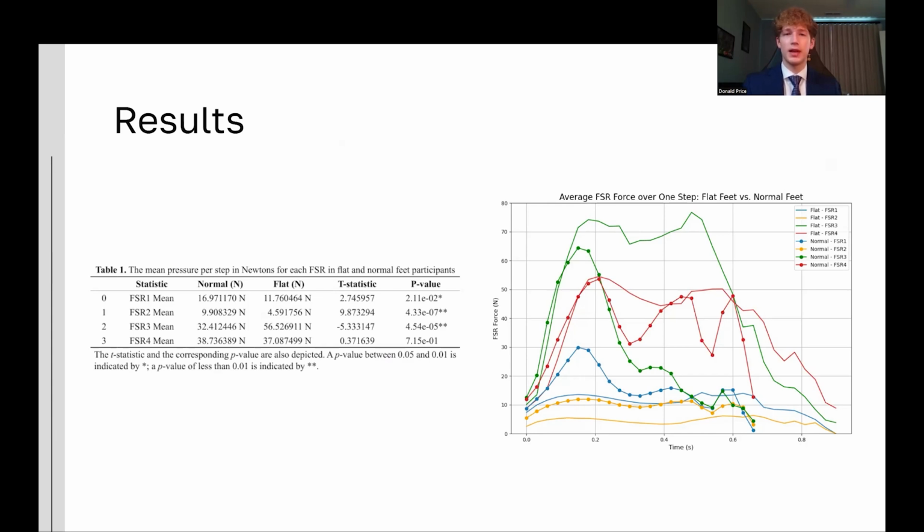On the right is a graph of the average force over one representative step. This was calculated by averaging across 13 steps of the flat feet participant and 20 steps of the normal feet participant. The graph provides a clear visualization of the overall pressure profile during stair climbing, showing how the two foot types differ across the step cycle.